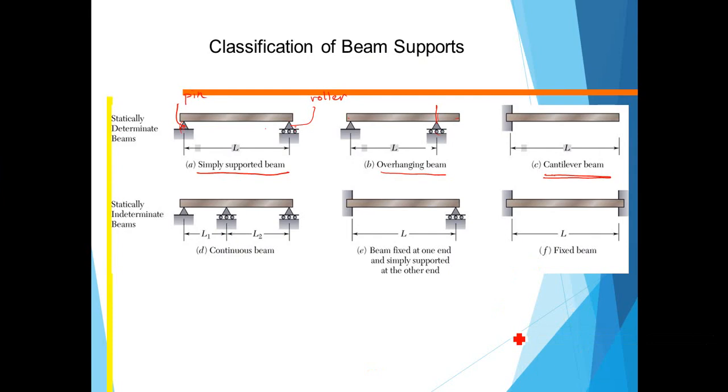Alright, so now we continue. So those are the different types of beam. We have the simply supported beam, the overhanging beam, and also the cantilever beam.